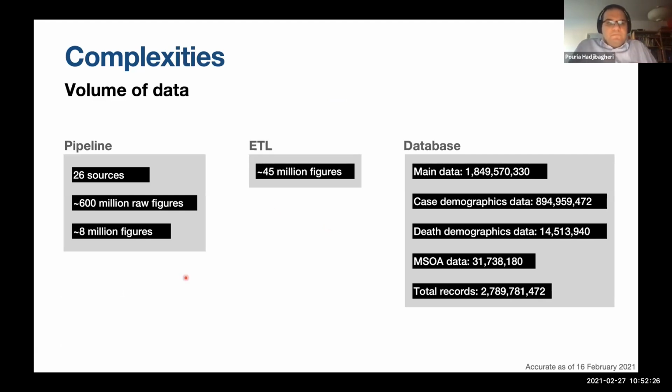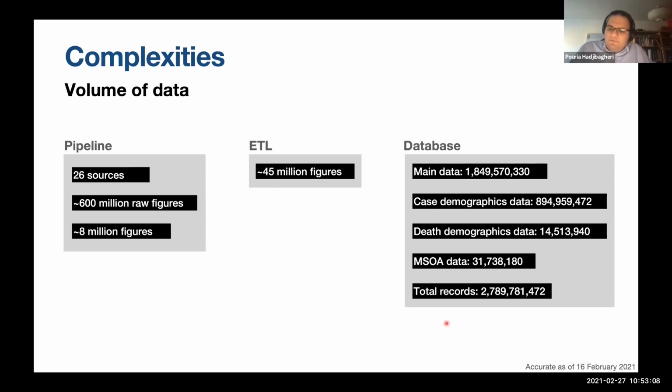So the volume of data is what brings in the complexity, in that we have 26 sources I mentioned, 600-700 million figures are processed to produce 8 million figures that are then pushed into our ETL service. And our ETL service does additional processing. It produces about 45 million figures, and all of them go into our database. So you can see that as of the 16th of February, we had approximately 2.8 billion records in our database. That's a massive, massive volume of data.